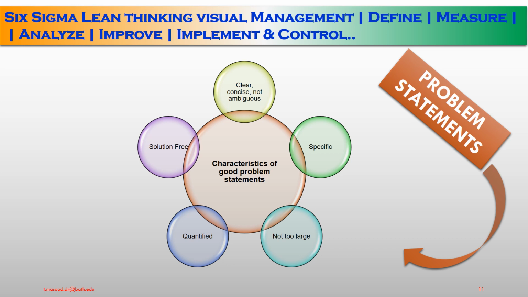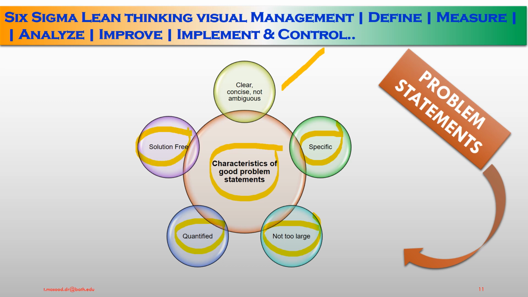So, characteristics of a good problem statement. What are the characteristics? First, clear, concise, and not ambiguous. Number two, specific. Number three, not too large, quantified, and solution free. Those are the five key elements that must be part of the characteristics of a good problem statement. Okay.